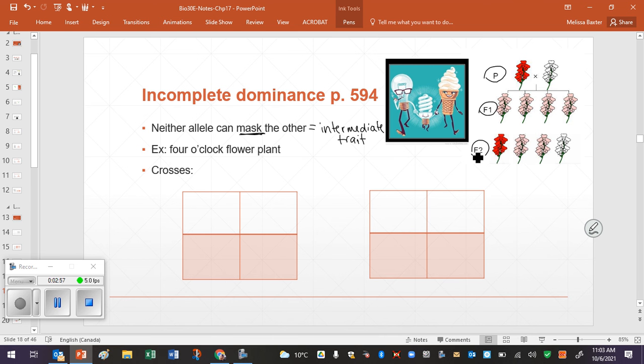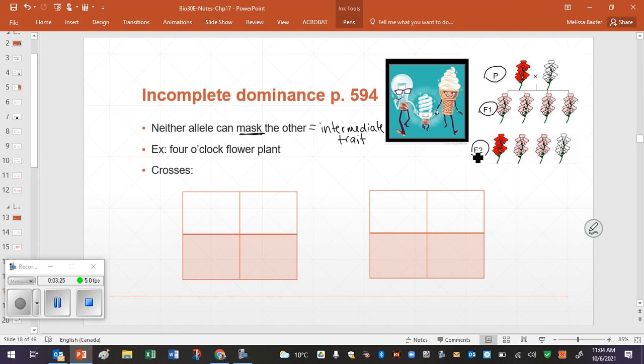So if you ever see a cross where you have two parents who have two opposite traits, and then the offspring all have a third different trait that neither one of the parents had, that's a really good indication that it might be incomplete dominance, especially if the offspring have a trait that's in between the two parents' traits. In this case, pink is like a mixture, an intermediate between red and white.